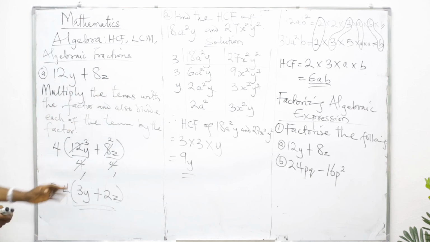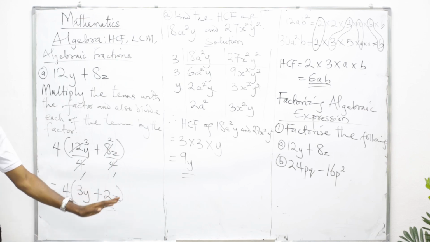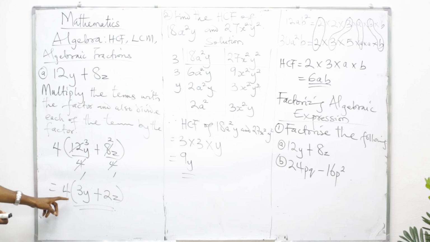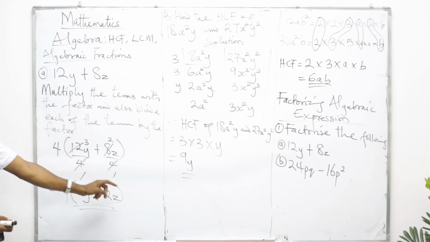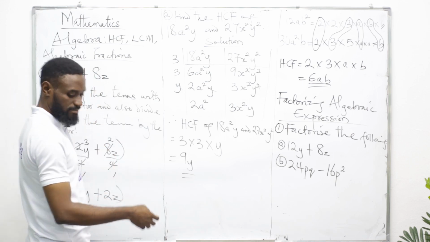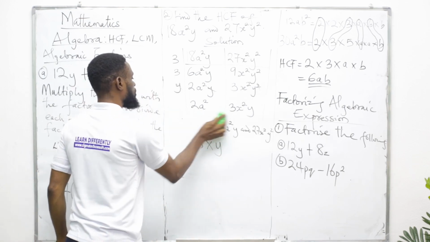So we have factorized 12y plus 8z to be what? 4, open bracket, 3y plus 2z. If we expand this bracket, we'll get 12y plus 8z. How? 4 times 3y is 12y. 4 times 2z is 8z. Okay? So we have done that. It's quite simple and very straightforward.